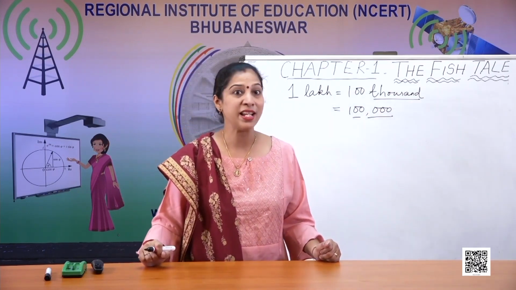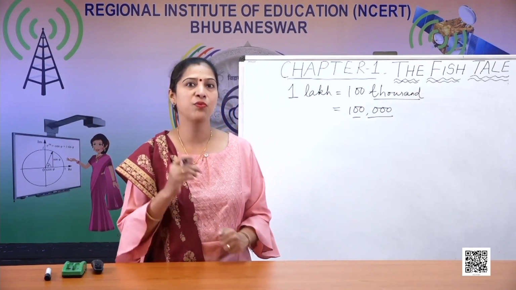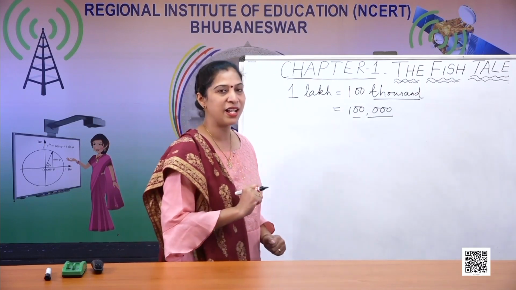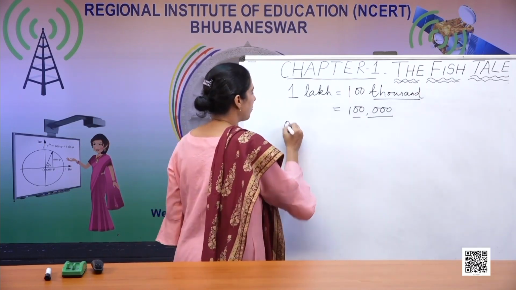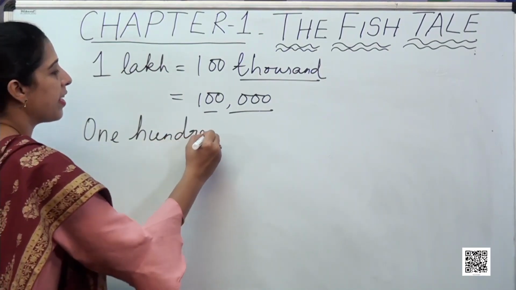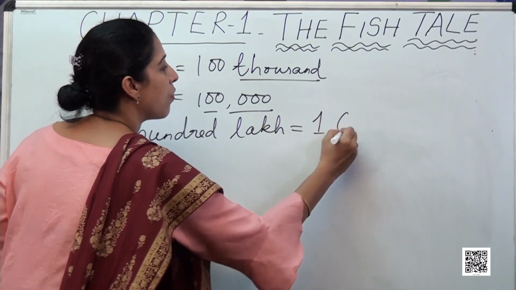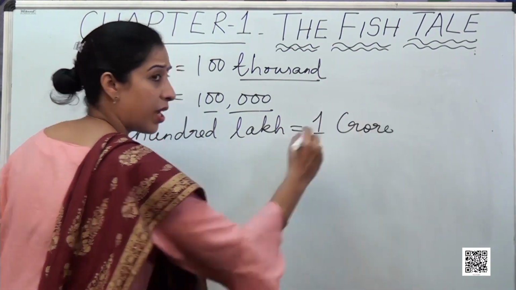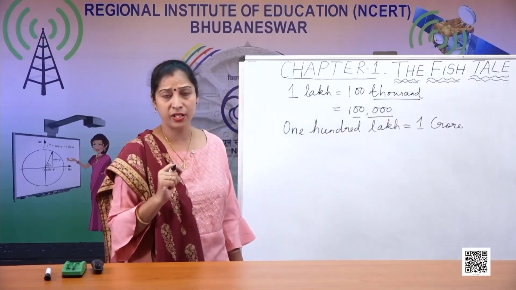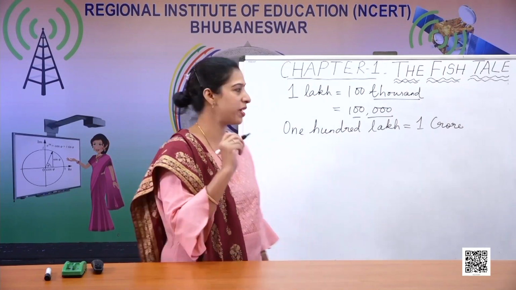Similarly, let's find out how many zeros are in 100 lakh. Do you know what you call 100 lakh? 100 lakh is nothing but 1 crore. It is equal to 1 crore. Very big number. Is it very difficult to remember how many zeros there are? Not at all. It's super easy.